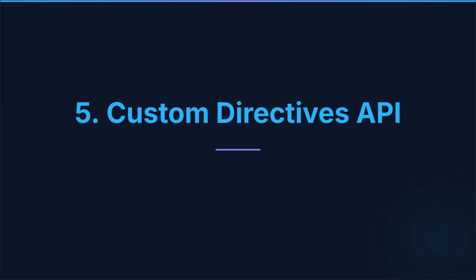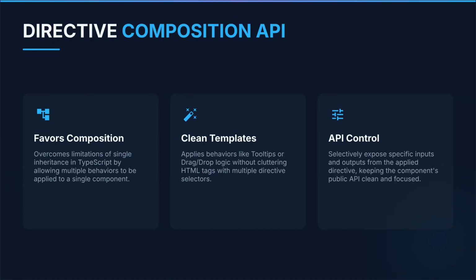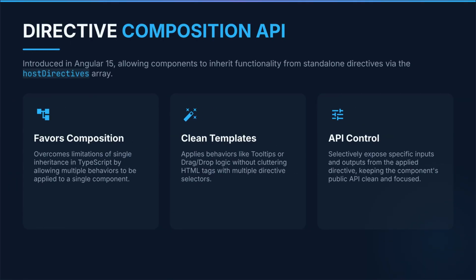Section 5 is about the Custom Directives API, focusing on building reusable, enterprise-scale UI behaviors. The Directive Composition API, introduced in Angular 15, allows components to inherit functionality from standalone directives using the hostDirectives array. This favors composition, enables clean templates, and provides better API control.